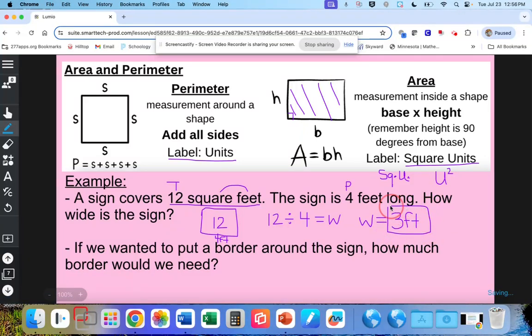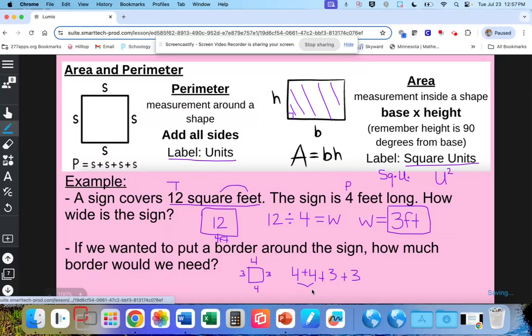Now we had to know the equation for area in order to solve this problem. If we wanted to put a border around this sign, we then needed to find out that missing length. So we have a 4, we have a 3, which means this opposite side is 3 and the top would be 4. If we were putting a border around it, that's the perimeter. So we would do 4 plus 4 plus 3 plus 3 to get our perimeter amount.